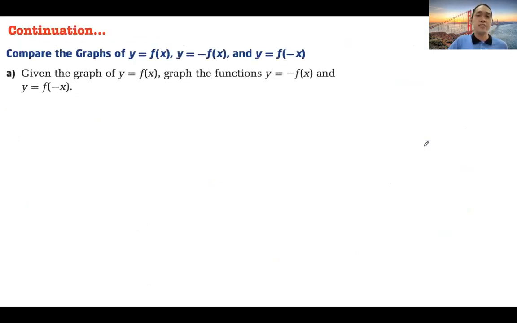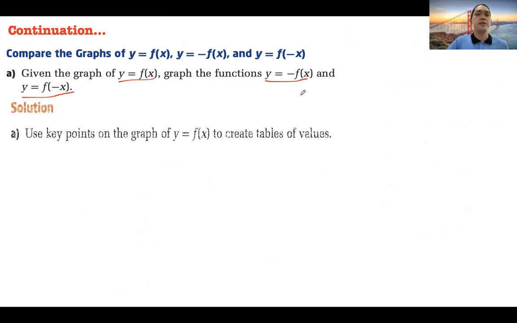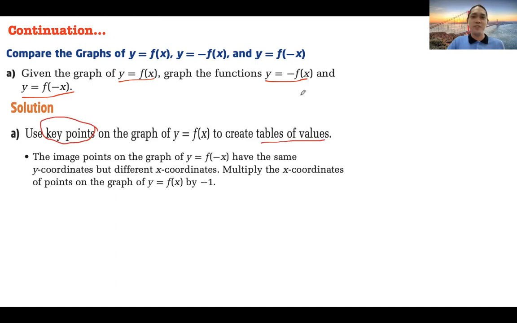Now let's continue with letter B. Here we're going to compare the graph of y = f(x) to the functions y = -f(x) and y = f(-x). Use the key points, or a table of values if you don't like to use key points. The image points on the graph of y = f(-x) have the same y-coordinates but different x-coordinates. Multiply the x-coordinates of points on the graph of y = f(x) by -1.